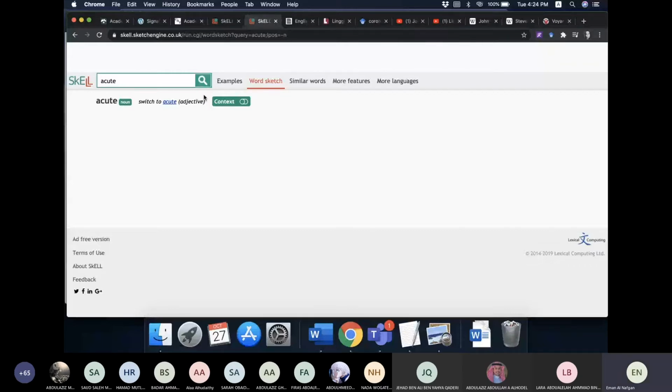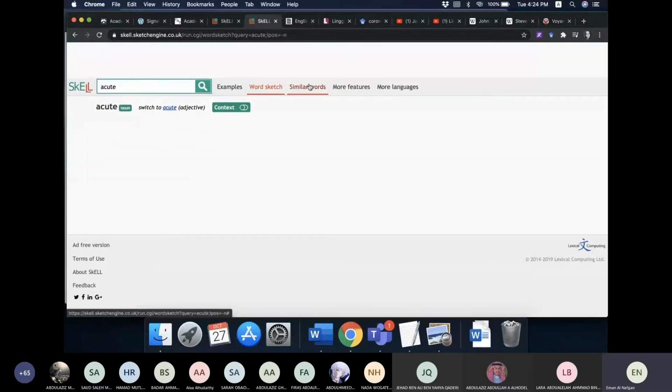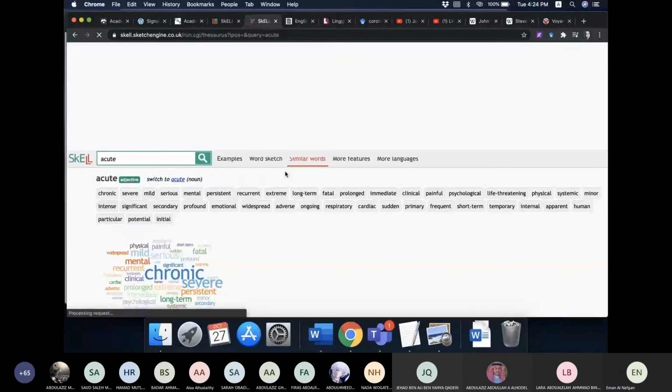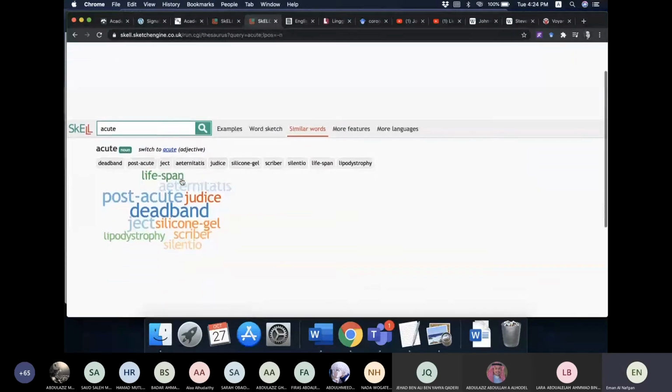No, as you can see, when we switch to acute as a noun, we don't get anything. Apparently not. Let's switch, see if they have. That's the only thing that they have for acute as a noun. So then, would you use acute as a noun based on this? No. Yes, you'd always use it as an adjective.